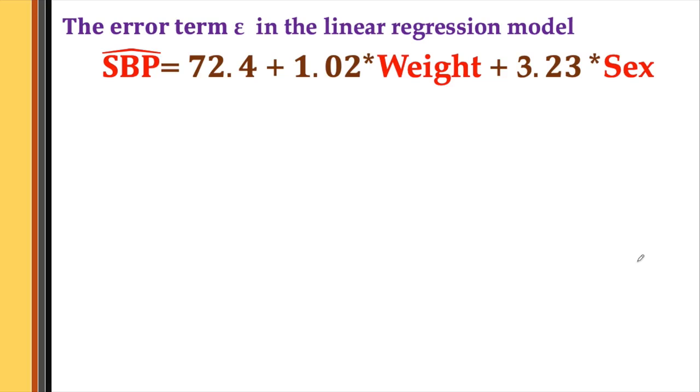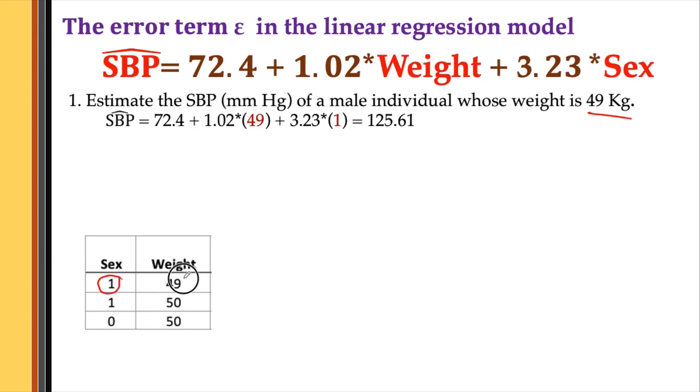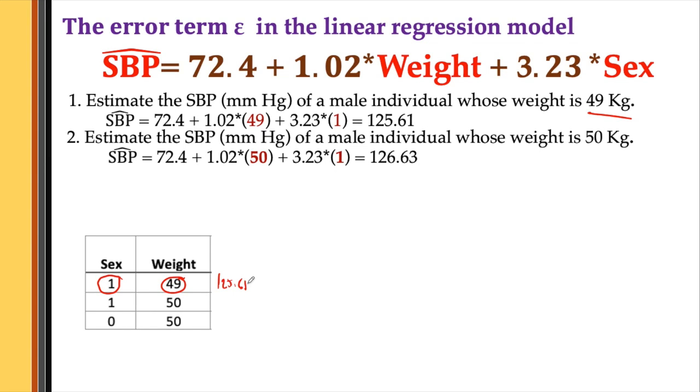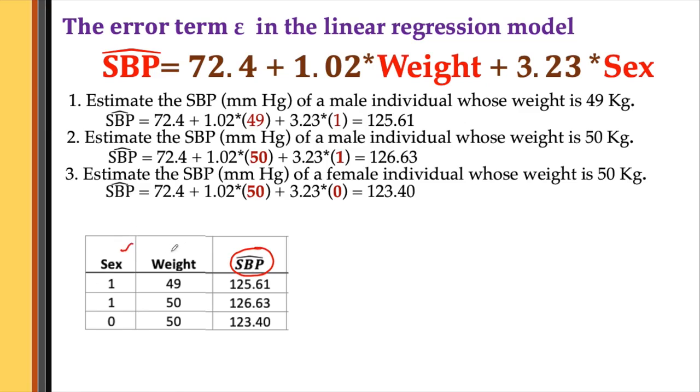The error term in the linear regression model, using the same example a while ago, wherein we're estimating the systolic blood pressure using weight and sex. We've learned that for a male individual with a weight of 49 kilos, the estimated systolic blood pressure is 125.61. Then for a male individual whose weight is 50 kilos, we estimated 126.63. And for a female whose weight is 50 kilos, we estimated 123.40. These are the estimates of the systolic blood pressure given sex and weight.